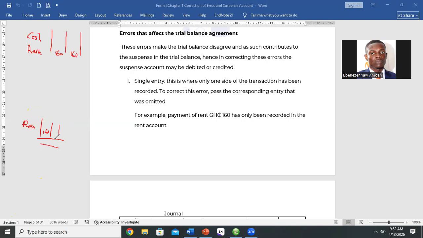Please, do you get a picture? Yes, sir. So that is the error of single entry. Depending on the transaction that is given you, you'd have to report. And then I mentioned to you that when this happens, let me make this thing bigger for you to see.